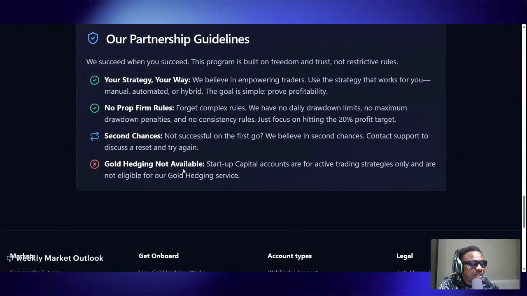Now, no gold hedging. Gold hedging is not available on a startup capital. You know that GFT Ava is the platform that allows you to hedge your asset class with gold, which also prevents you from losing your entire capital. So those of you using GFT Ava know that you can trade automatically with them, and they can hedge your account with physical gold.